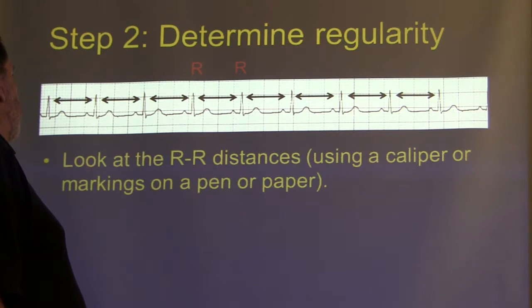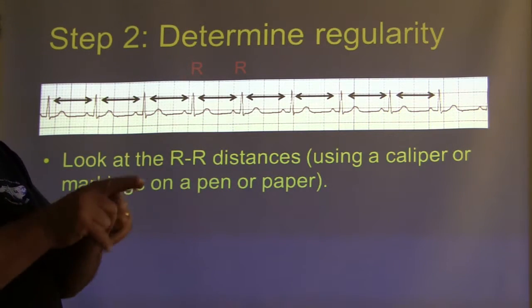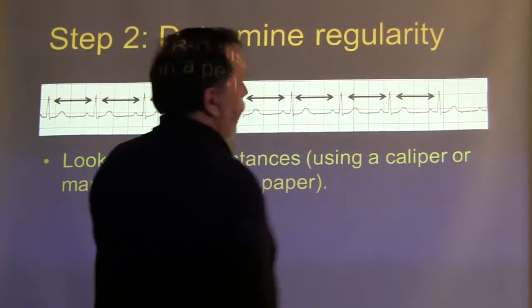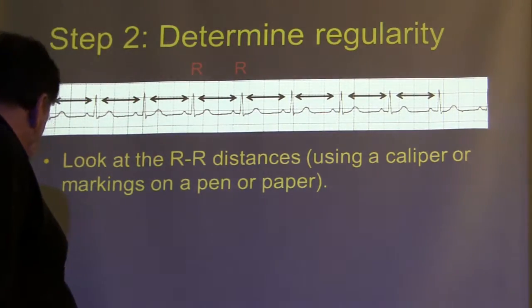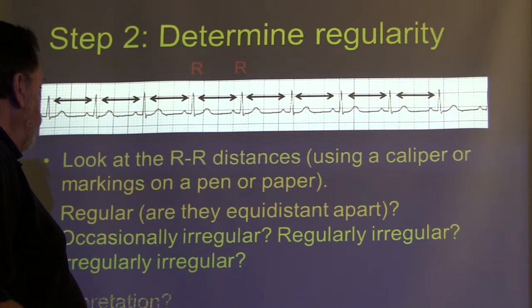So look at the R to R distances. It says use a caliper or some other means, but a caliper is just a thing that you spread out, and you would place it like this and then move it over here to there and just verify that they're all the same distance. Again, you don't have to do that. You can glance at it and tell. Are they equidistant apart? If they are, it's considered to be regular.